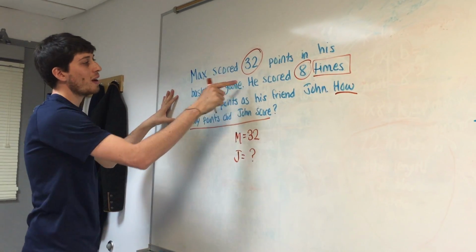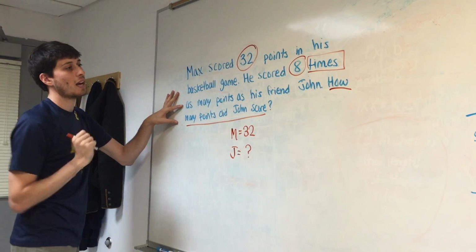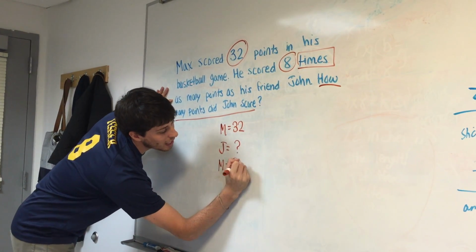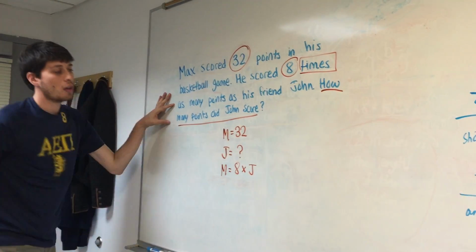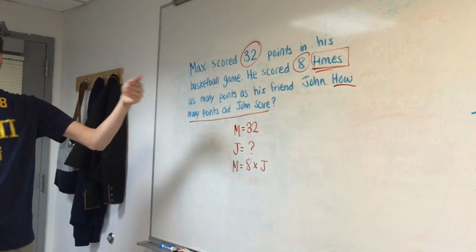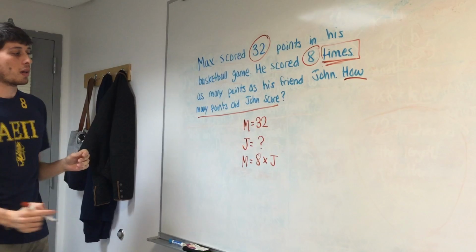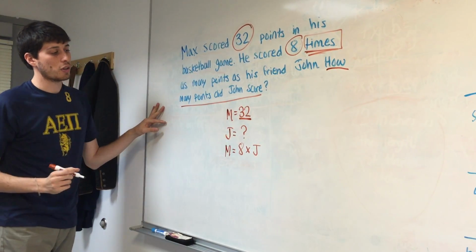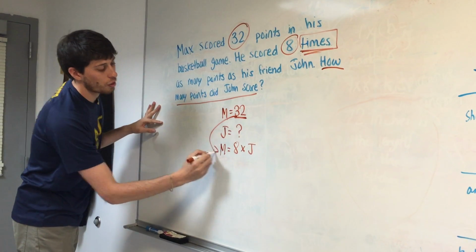I also know, though, that Max scored 8 times as many as his friend John. So Max also equals 8 times John. So I see this word times. A lot of times the scholars think that that means multiply, but let's see what we're going to have to do. We know M is actually 32 because Max has 32 points. So I can substitute the 32.